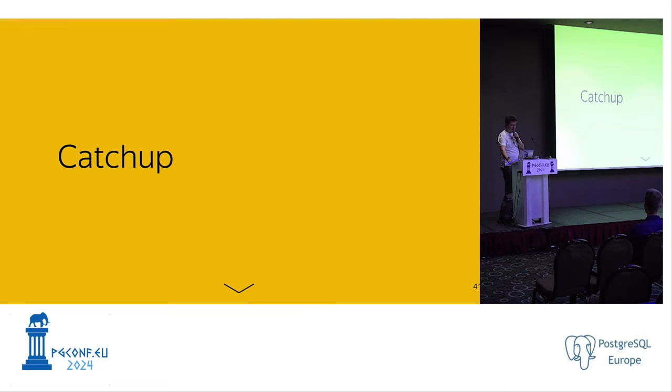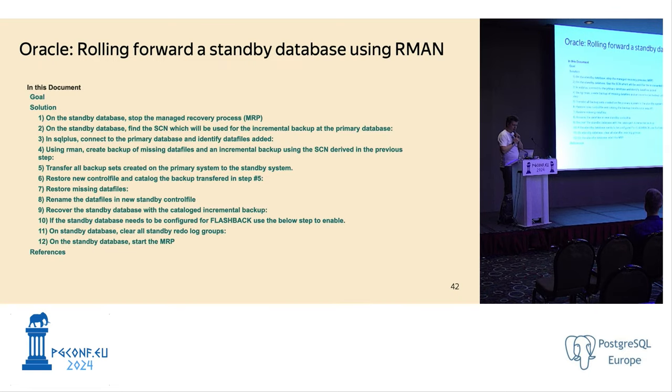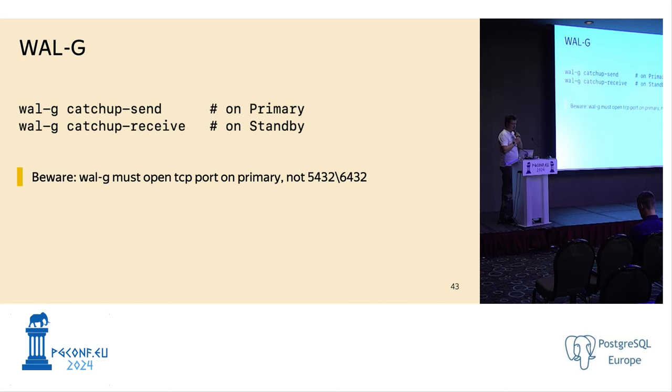Another interesting feature is the catch-up. Well, in Oracle, you have a manual called roll standby forward using RMAN, and you have 12 steps to do to use the archive to make it catch up. So if you have months of lag on your standby, this is useful. In WAL-G, you can start catch-up send and catch-up receive, one on a primary and one on a replica, and it will take an incremental backup and apply it on top of lagging replicas. It helps you to catch up.